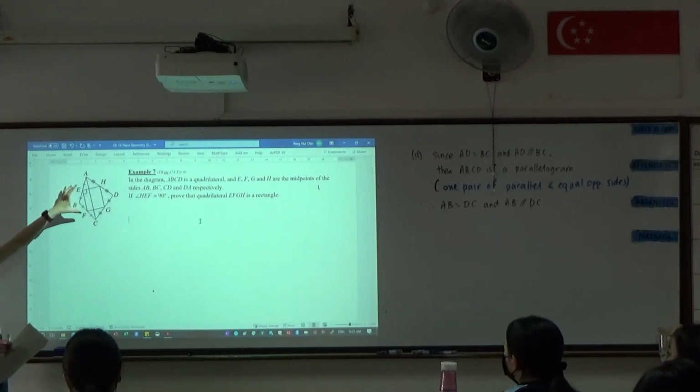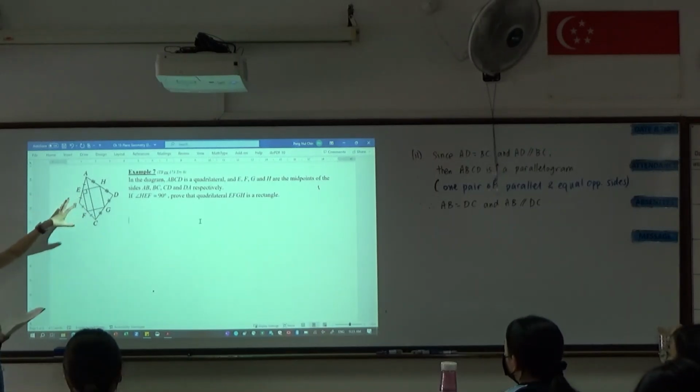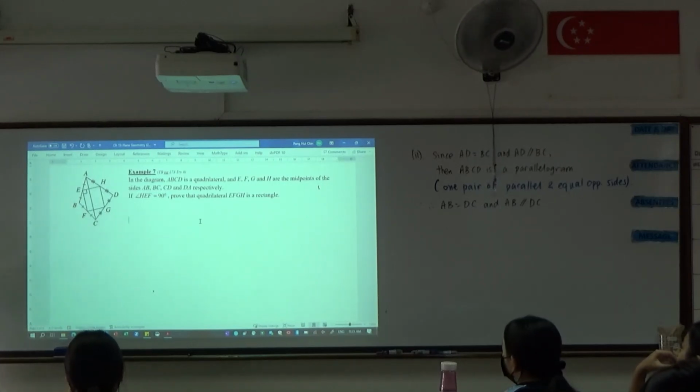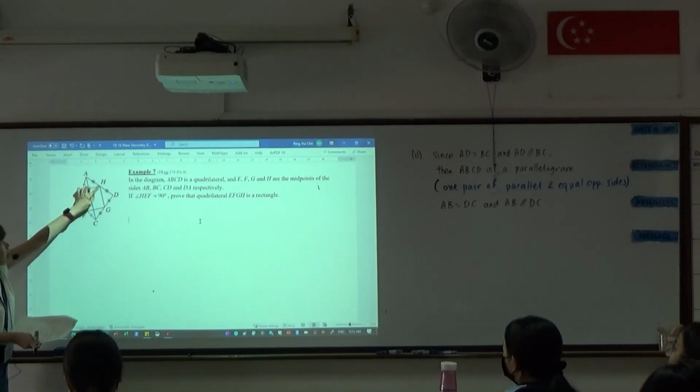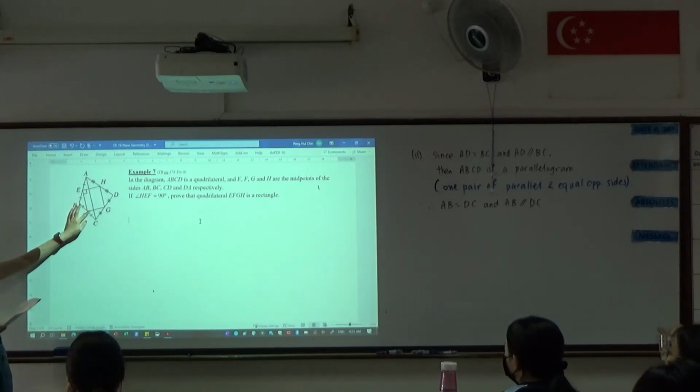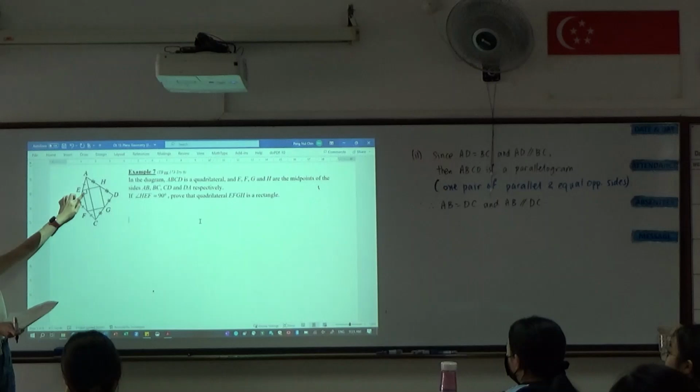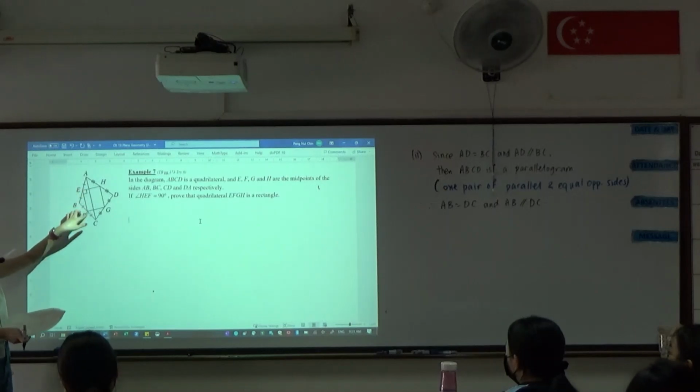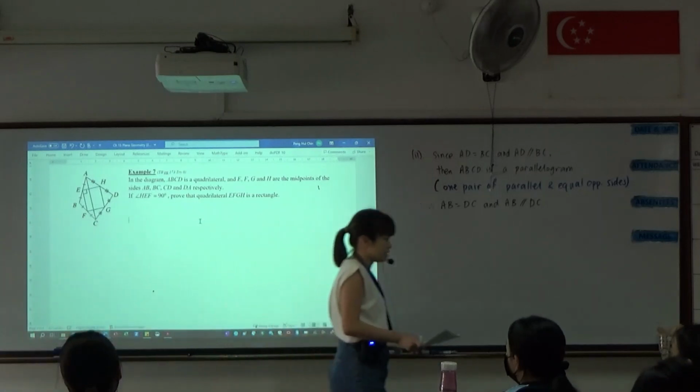Okay, so maybe we should not be using the definition to go about proving this. Okay, so how do we go about proving this? We will make use of the fact that we can show that EFGH is a parallelogram, and then just with one angle being 90 degrees, then naturally everything else will follow already. Okay, so we will use the equivalent condition.